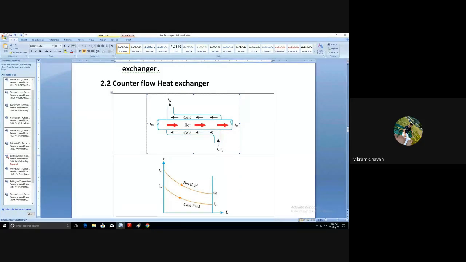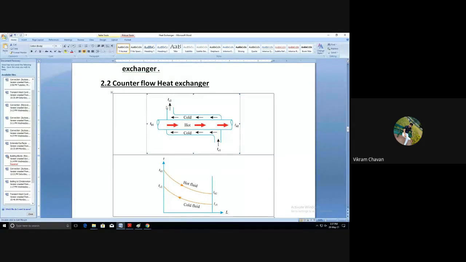So TC1, the inlet temperature for the cold fluid in the counterflow heat exchanger, is opposite to the inlet temperature of the hot fluid. The hot fluid is leaving the heat exchanger from the side where the cold fluid entry is, whereas the cold fluid is leaving the heat exchanger where the hot fluid entry is.